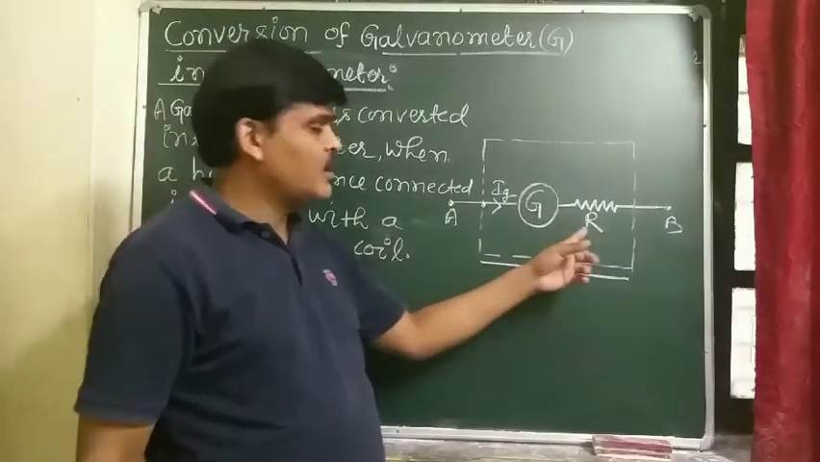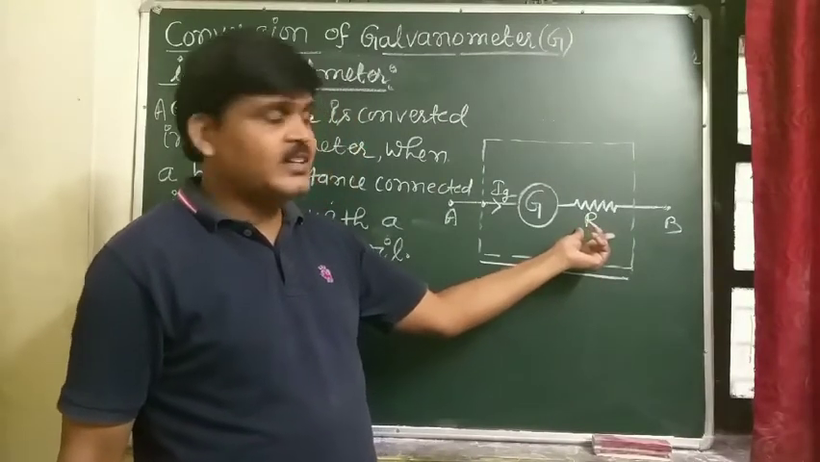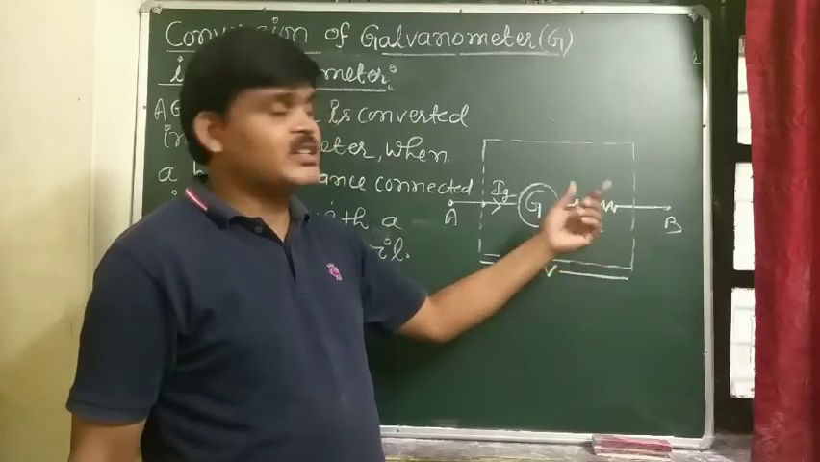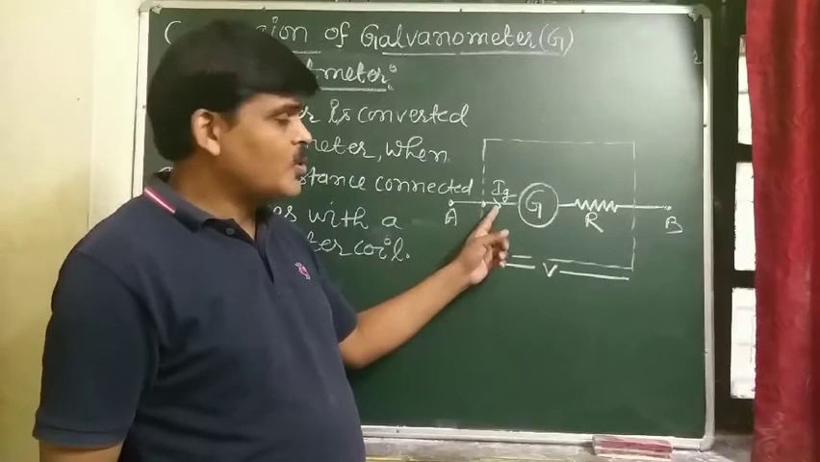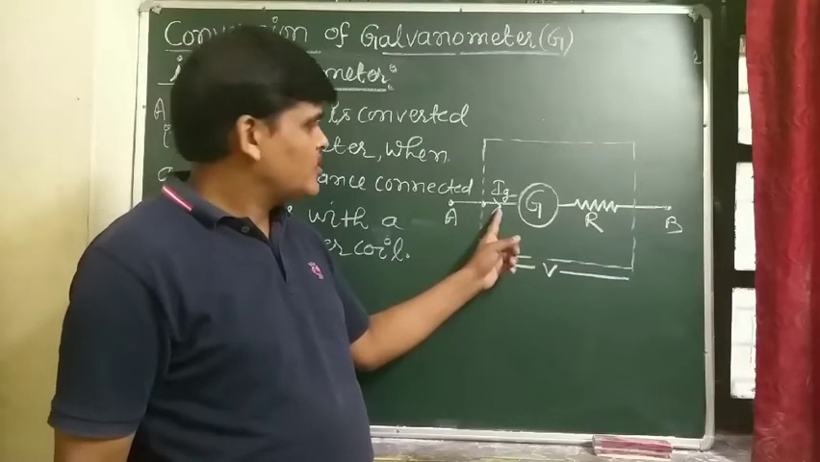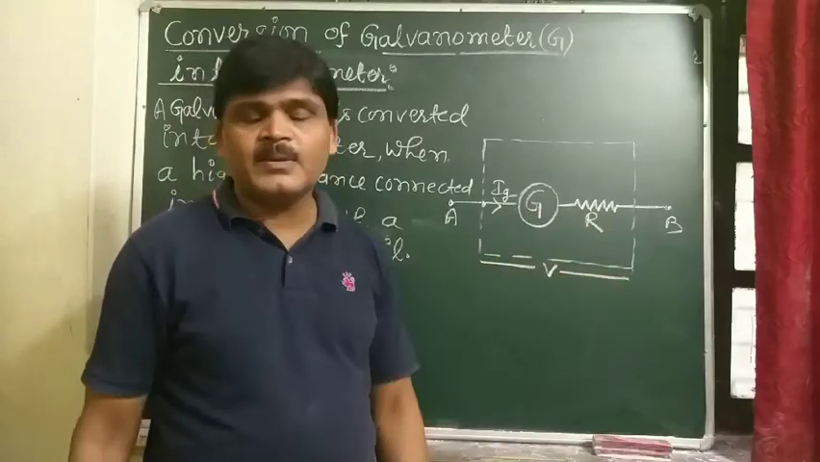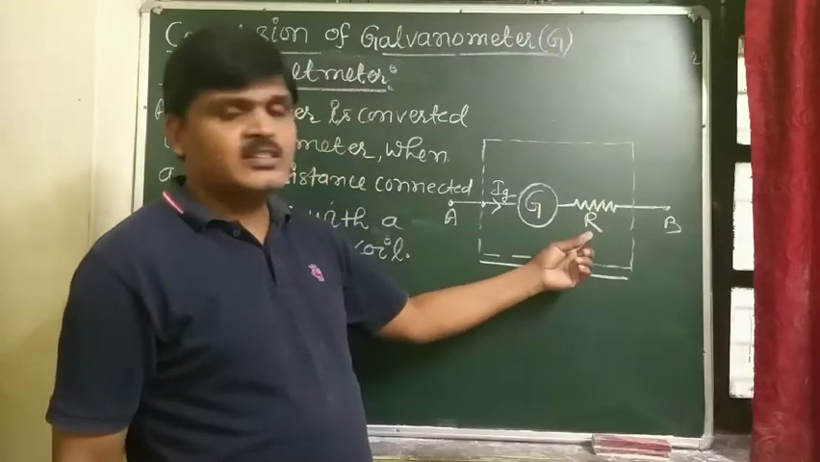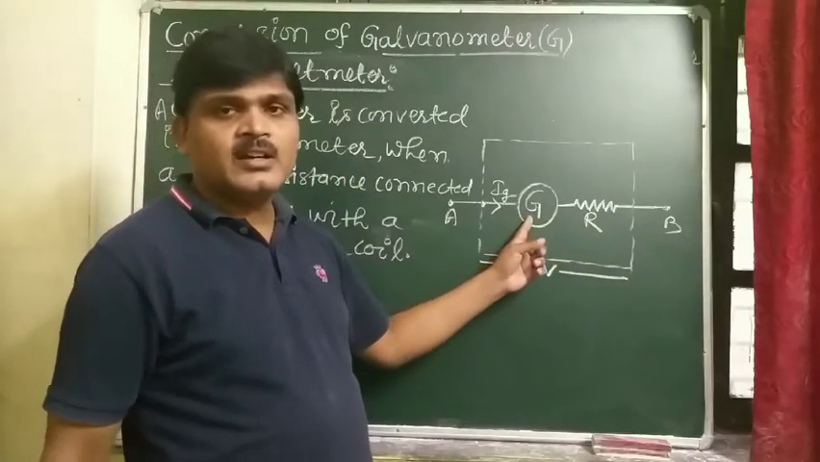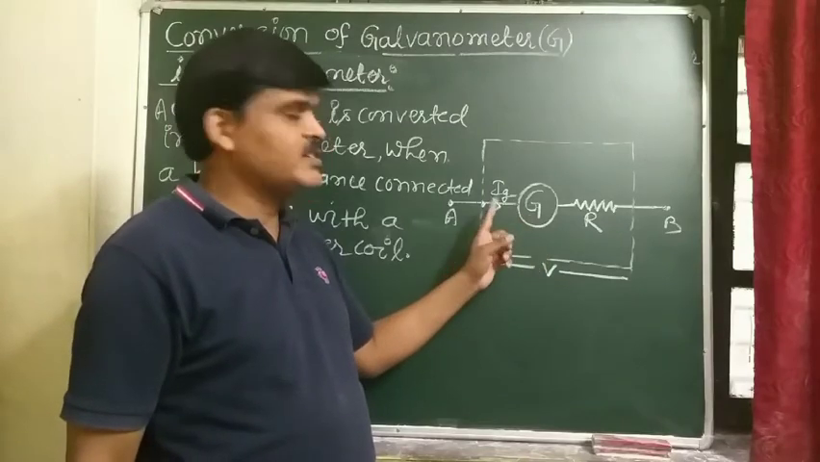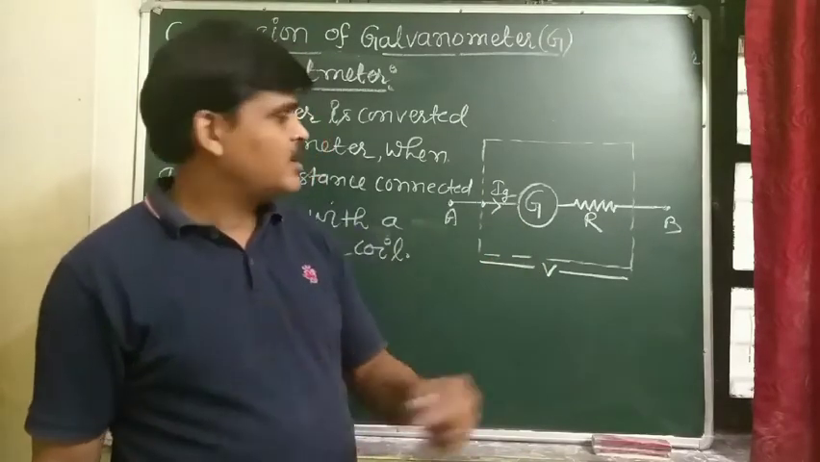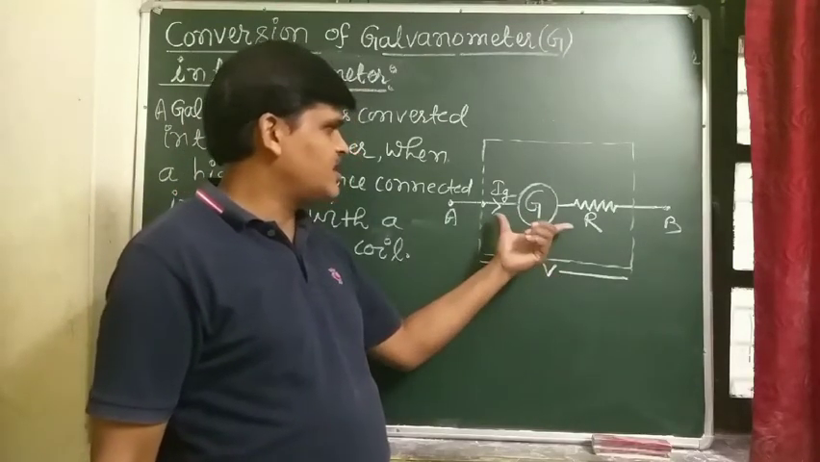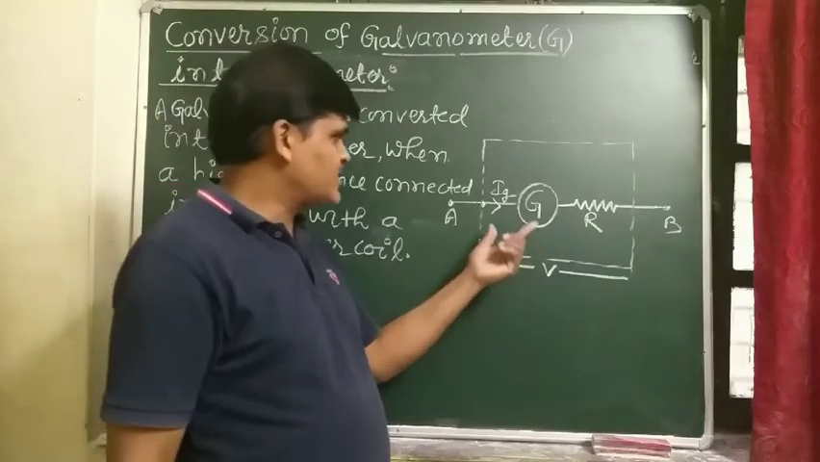And students, the value of R means the high resistance which is connected in series with a galvanometer. The value of R is so adjusted that only Ig current flows through the circuit, which gives the full scale deflection in the galvanometer. R is the high resistance connected in series, G is the resistance of the galvanometer, and Ig is the current with which the galvanometer gives full scale deflection, and V is the total potential difference.